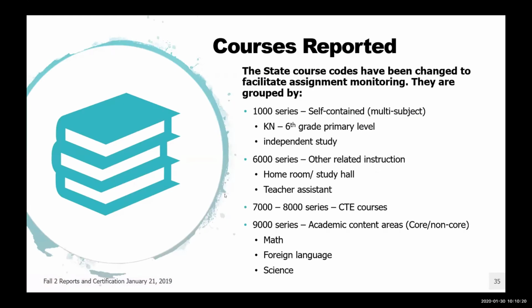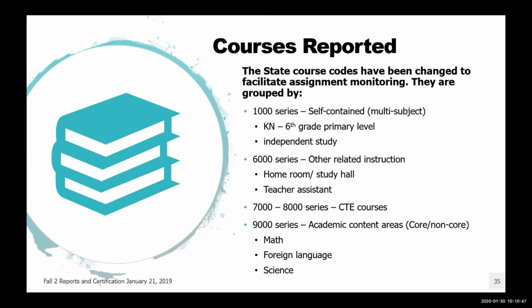So here are the courses reported by state course code as a series. 1000 is a self-contained course, right? It's a multiple subject course. Anything other than 1000 is considered departmentalized. Typically, again, you're going to see 1000 from kindergarten to 6th grade, and you will see it used sometimes to report independent study of all grades.